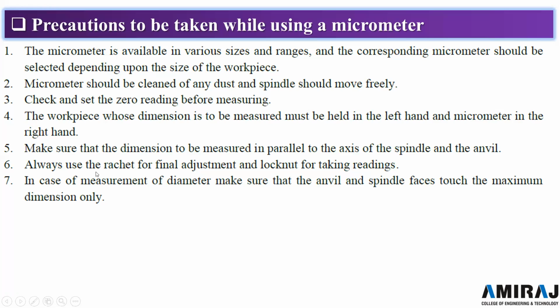Always use the ratchet for final adjustment and the lock nut for taking readings. As I mentioned, the ratchet is used for applying uniform pressure, so we must always use the ratchet and lock nut for taking readings. In case of measurement of diameter, make sure that the anvil and spindle faces touch the maximum dimension only.